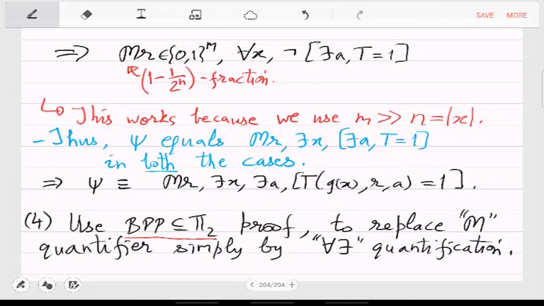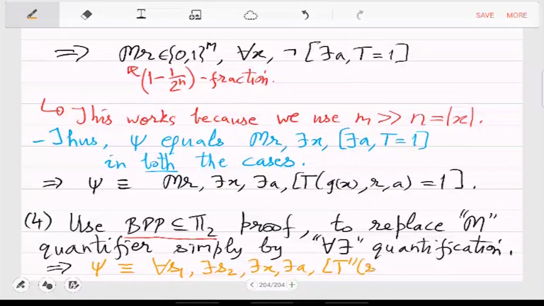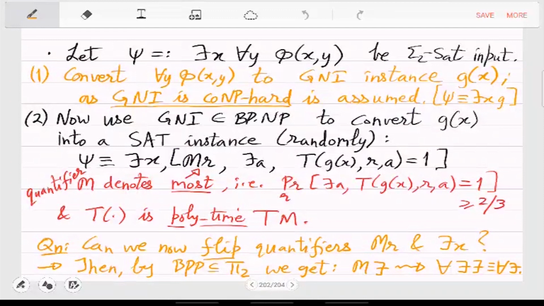Okay, so this would mean that we put psi equivalent to, in this form, for all some string S1, then there exists S2, then there exists X, there exists A, and inside you have the deterministic polynomial time Turing machine T prime prime of S1, S2, X and A equal to 1. And what is this? This is exactly the form of for all there exist, right? We started with psi, which was there exist for all, and we have converted it after so many steps to for all there exist.